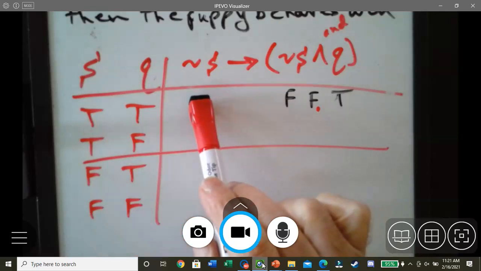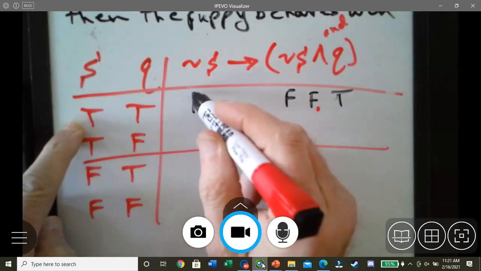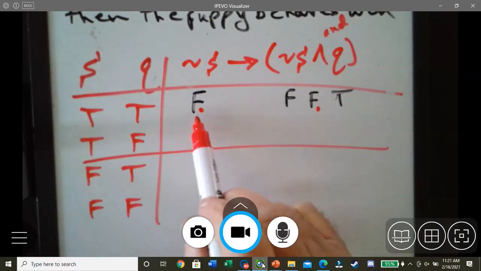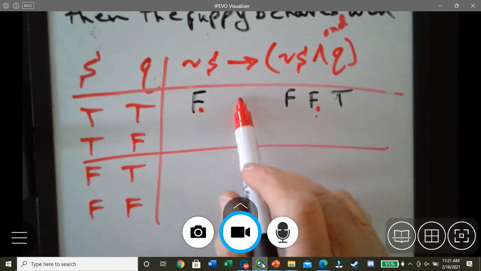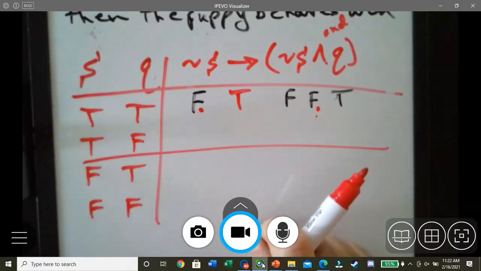So if S is true, then not S is false. So now we're saying if false, then false is, remember now, the only one that's false for if-then is if true then false. All others are true. So if false then false is true. The if-then is the only one that's going to give you a true statement when they're both false. Okay?